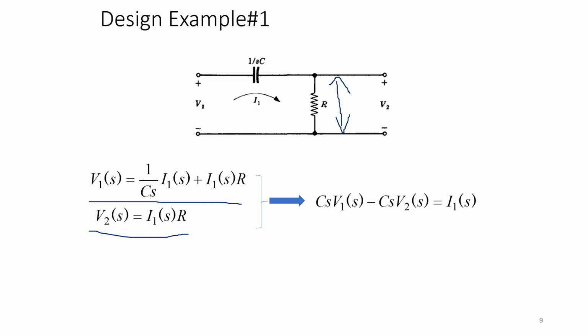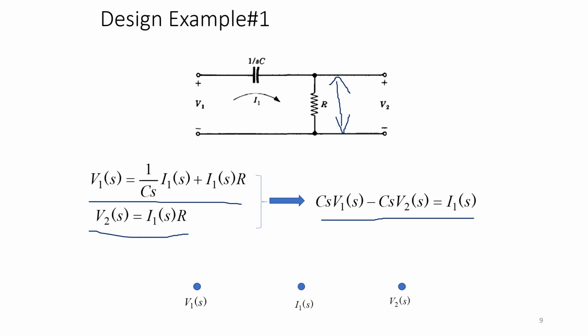Okay, now cross multiplying the C of S here and simplifying for I1, this is the expression we are going to get. So similarly, for the second equation, what I am going to get is for V2. So now take the nodes for the current and the voltages.